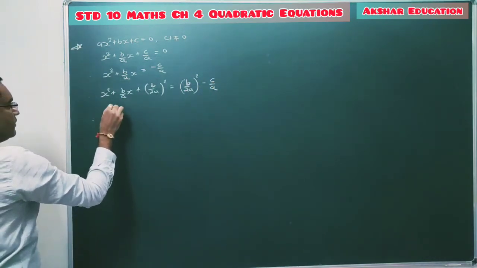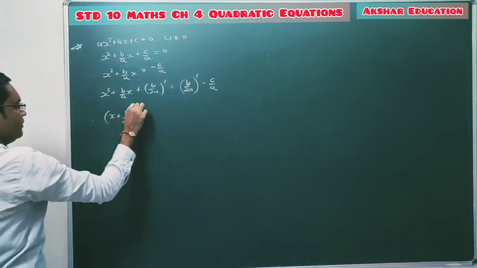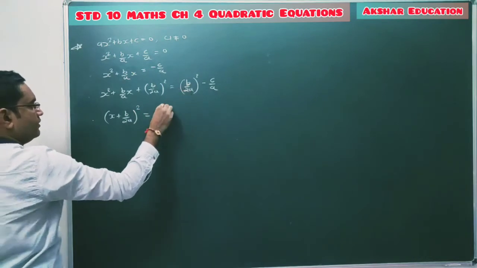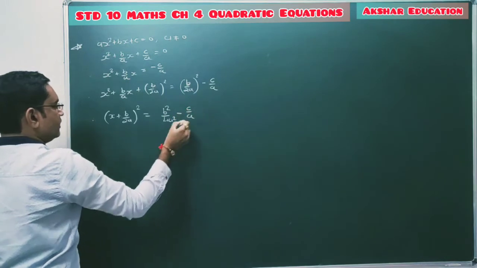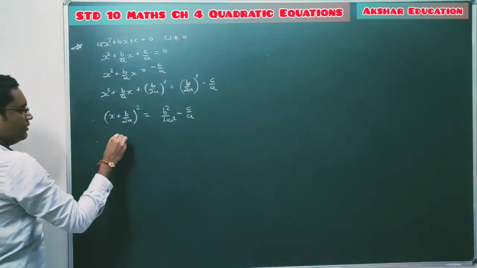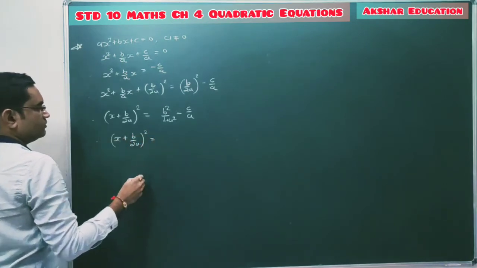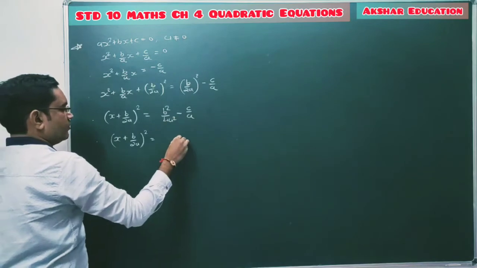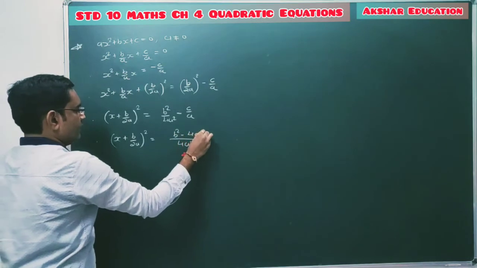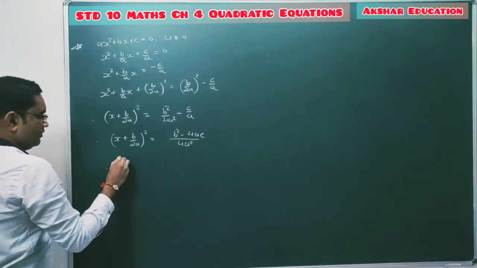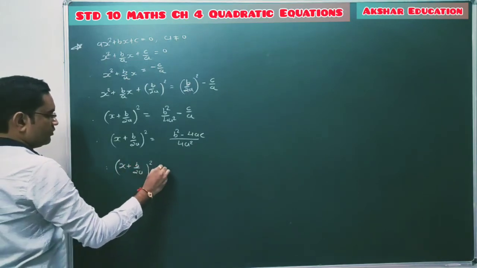So the factorization of the left hand side is x plus b upon 2a whole square equal to b square upon 4a square minus c upon a. This will be x plus b upon 2a whole square equal to, taking 4a square as the LCM, b square minus 4ac upon 4a square. Again, the left hand side as it is, x plus b upon 2a whole square.